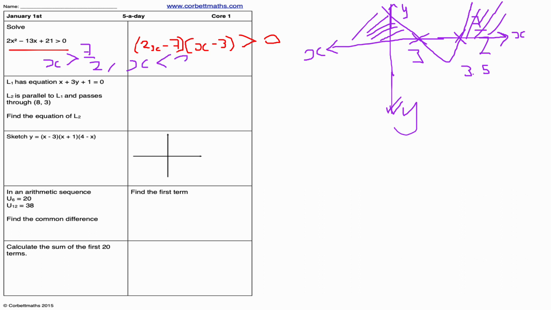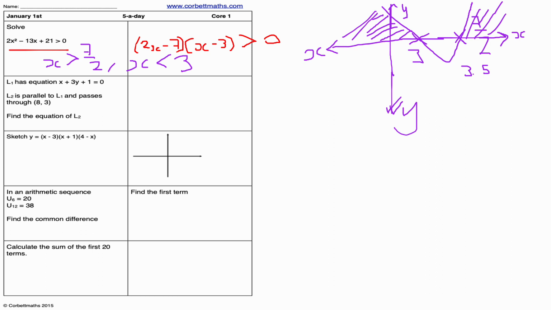These 2 points never actually meet here, essentially. So it's above the x-axis when x is less than 3, and it's above the x-axis when x is bigger than 3.5, or 7/2. And that's my answer for question number 1.